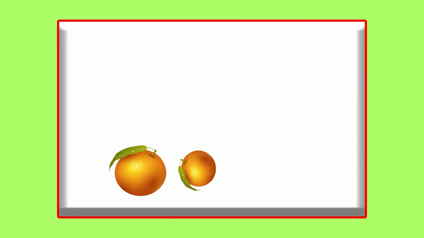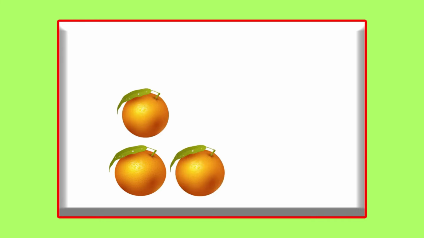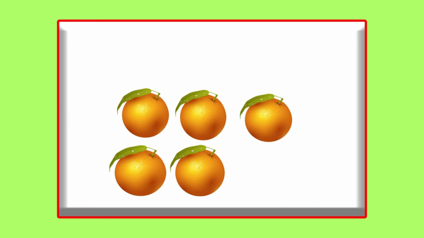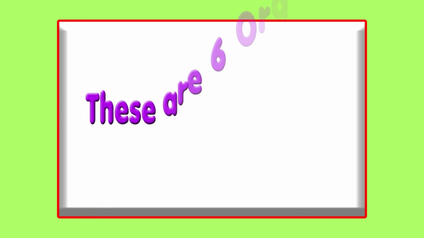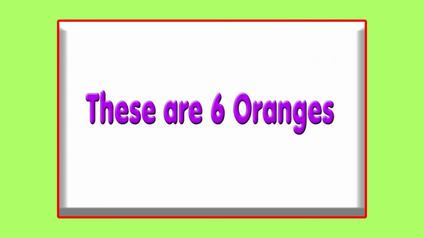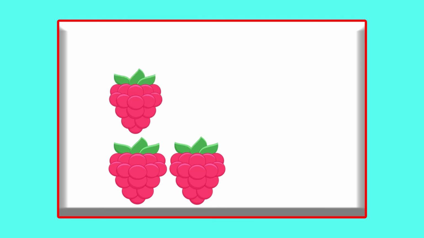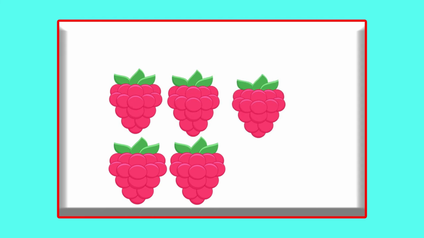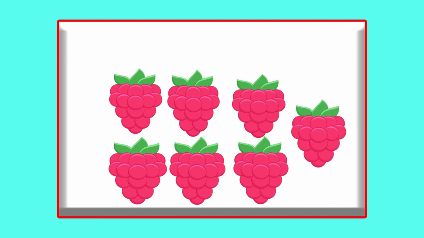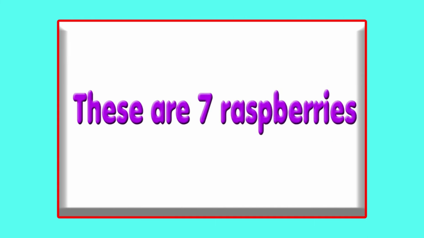Orange. One, two, three, four, five, six. These are six oranges. Raspberry. One, two, three, four, five, six, seven. These are seven raspberries.